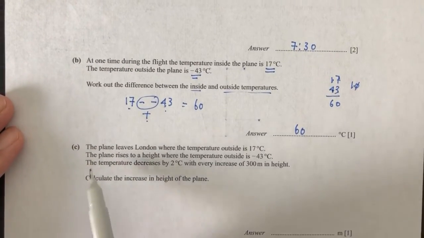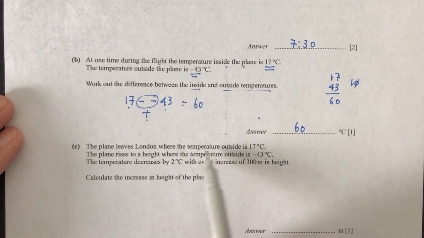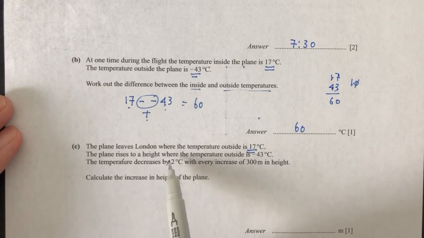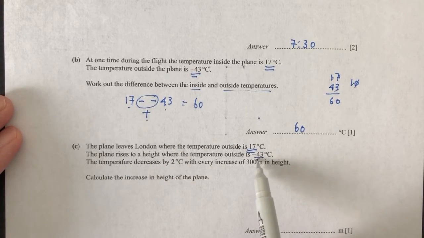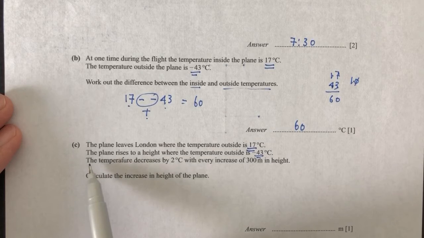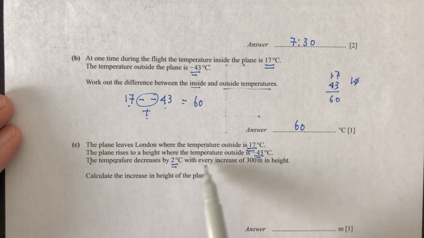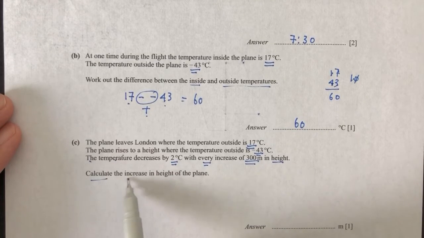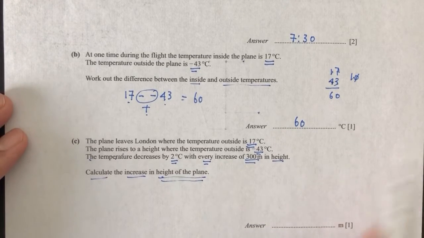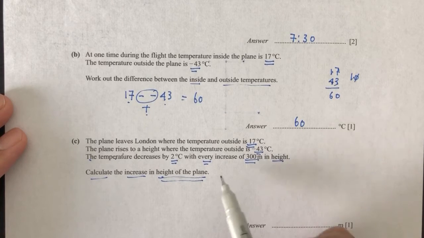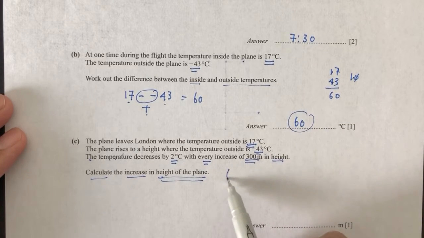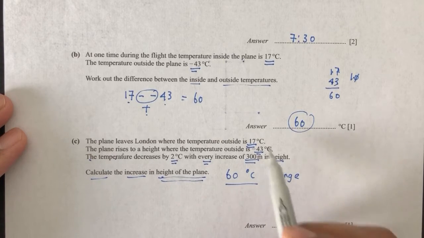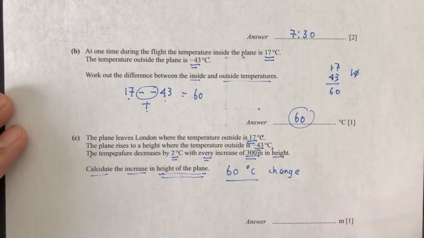So now part C. The plane leaves London where the temperature outside is 17 degrees Celsius. The plane rises to a height where the temperature outside is minus 43, just like this. The temperature decreases by 2 degrees with every increase in 300 meters in height. Calculate the increase in height of the plane. So we know that the temperature has a change of 60 degrees, because it is a difference between the inside and the outside temperature.